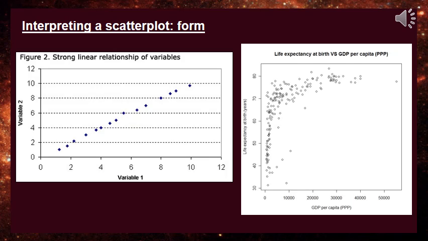First, the form of the distribution in a scatter plot. On the left picture, you see a clear linear form, a linear relationship. On the right, this is a non-linear relationship. You see a curve.